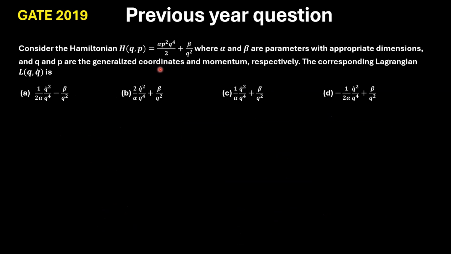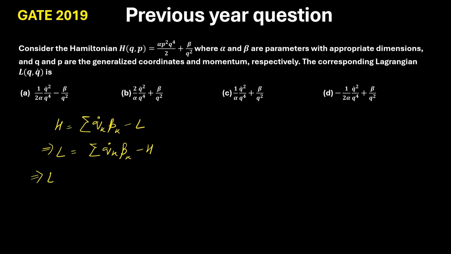This question is a bit different from whatever we have solved till now, because generally we take the Lagrangian and calculate the Hamiltonian. But in this question, the Hamiltonian is given and we have to calculate the corresponding Lagrangian. We know that the Hamiltonian is given by the summation of q dot k p k minus L. If I just rearrange this, I'll get L is the summation of q dot k p k minus H. With this formula, let us proceed.